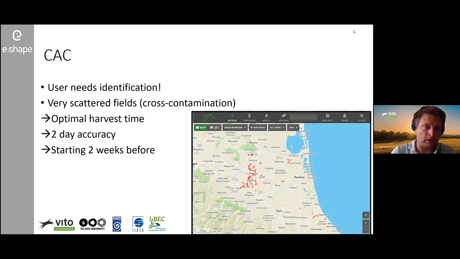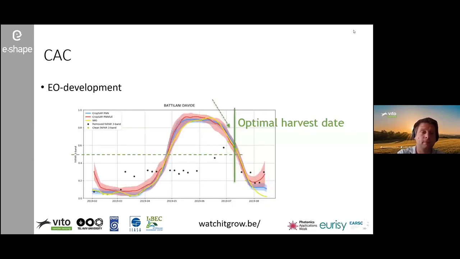After talking back and forth, we got to the requirements they would need for this product. They would like to know when to harvest within a 2-day accuracy, and they would like to know it starting 2 weeks before the estimated time. If they could have such a service, it would really help in their daily operations. So we set forth and tried to develop an EO-based harvest date prediction model, which is quite challenging and complicated.